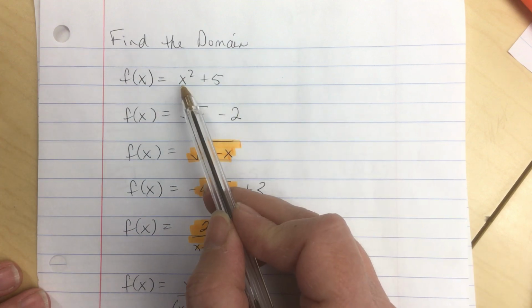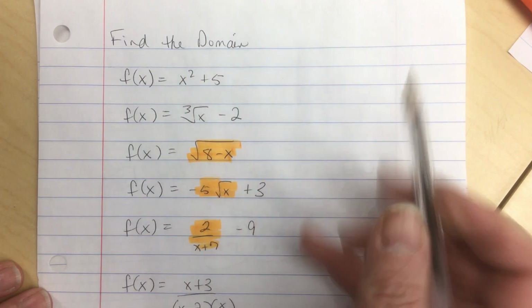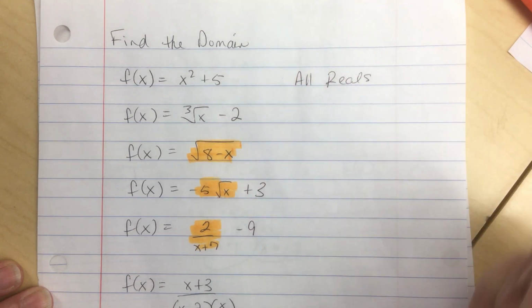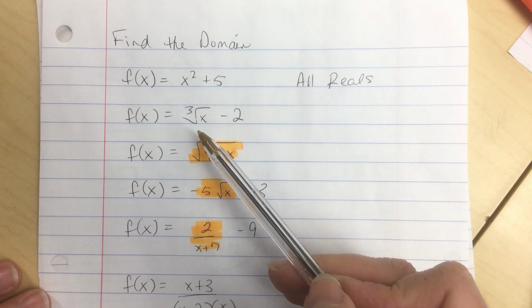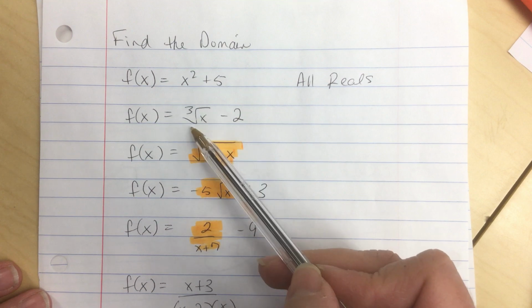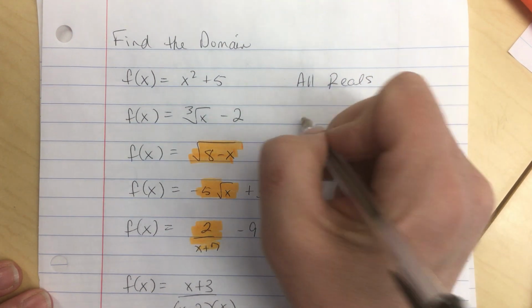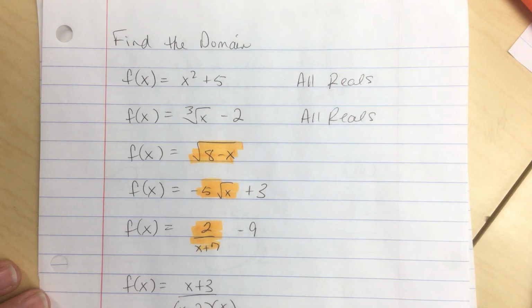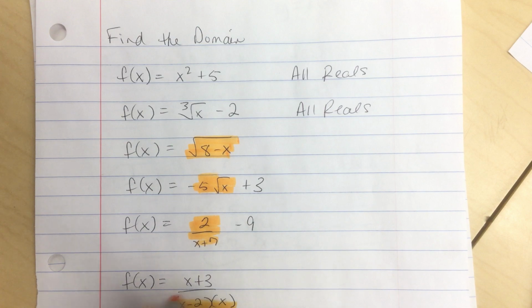So if I plug in anything to x squared plus 5, I get an answer. So this domain is all real numbers. I can plug in anything I want and take the cube root of it, doesn't matter if it's negative, and then subtract 2. So this is also all real numbers. I have, oops, I didn't do this one.